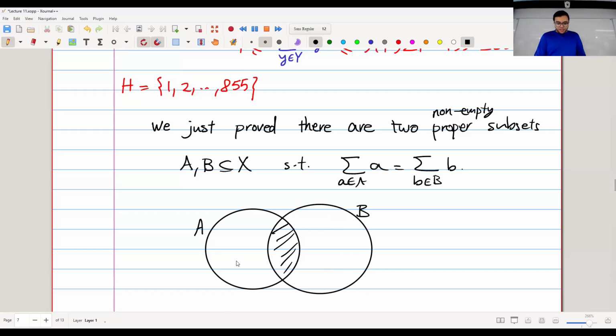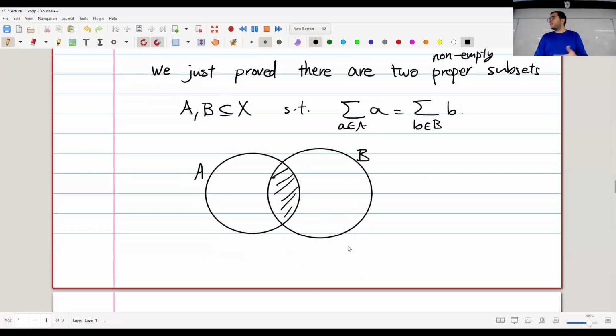Then the sum of this part would just be the sum of A minus the sum of the intersection, and the sum of this part will be the sum of B minus the sum of the intersection. So they have to be the same. So basically my set Y would just be A minus B, and my set Z will just be B minus A. So this is Y, this is Z. I remove the intersection, so now Y and Z are disjoint.